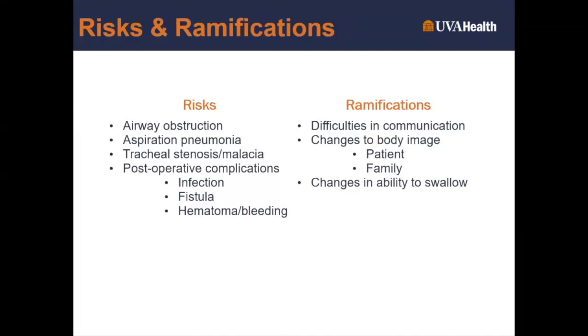There are other ramifications to placing trachs in patients. It's one of those things that we really weigh out before we actually place it. So there are going to be some difficulties in communication. So trachs are placed below the vocal cords. So this is going to change how the patient is able to speak, if they're able to speak. In a total laryngectomy, the vocal cords come out.